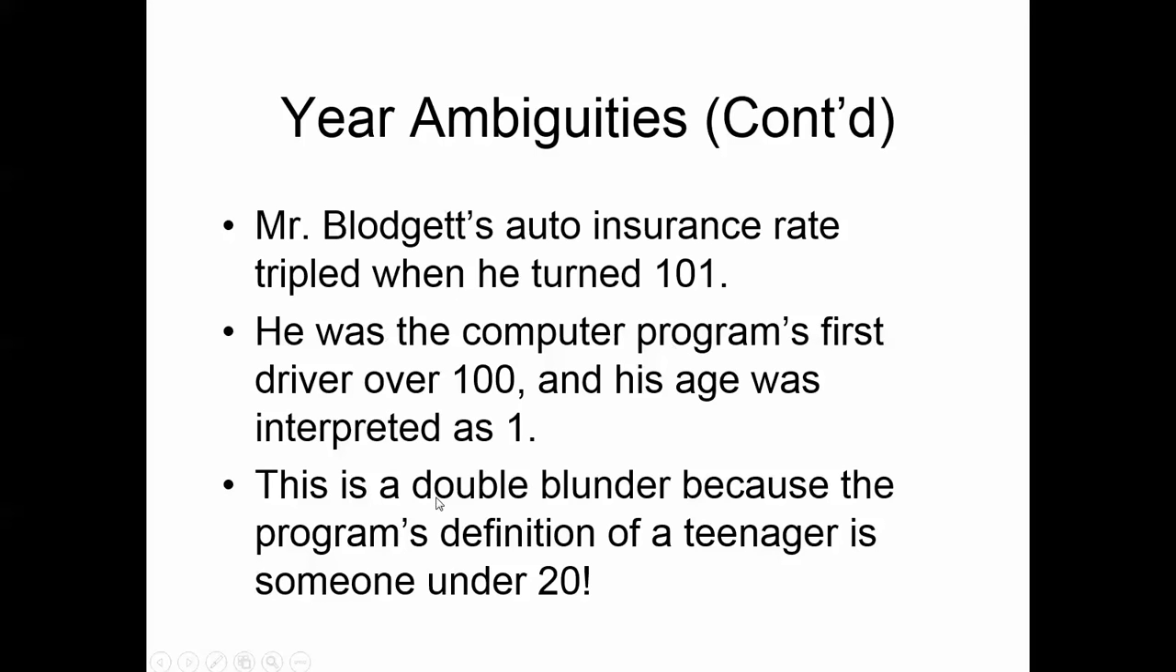So the program he was using, he was actually the first driver over 100, and the developer didn't plan for that. So the program actually interpreted his age as 1 year old. So, of course, I guess it's very dangerous for a 1-year-old to be driving. His auto insurance tripled. All right.